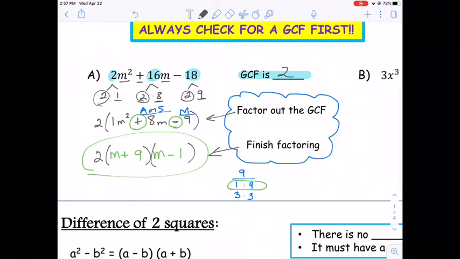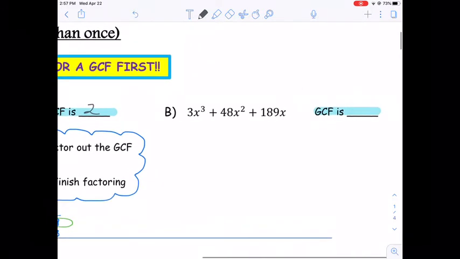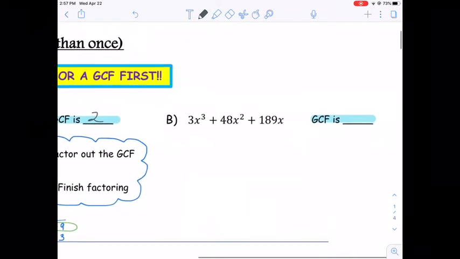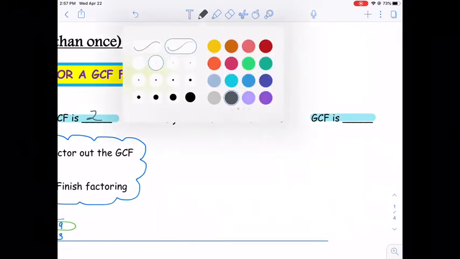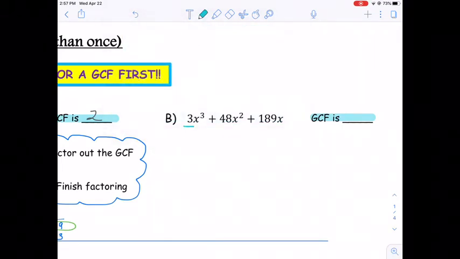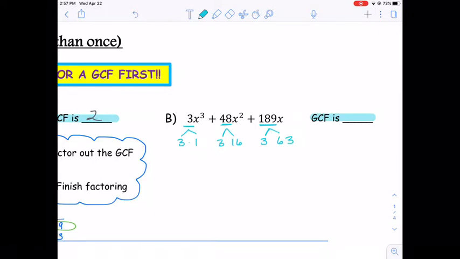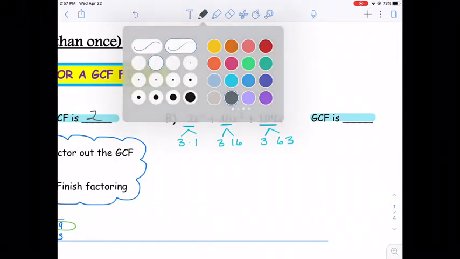Now let's look at problem B. Again, the first step is to factor out the greatest common factor if possible. So I'm going to look at what goes into all 3 of the coefficients. I have the number 3, 48, and 189. 3 goes into all of those numbers. 3 times 1 is 3. 3 times 16 is 48. And 3 times 63 is 189. So my greatest common factor is 3.